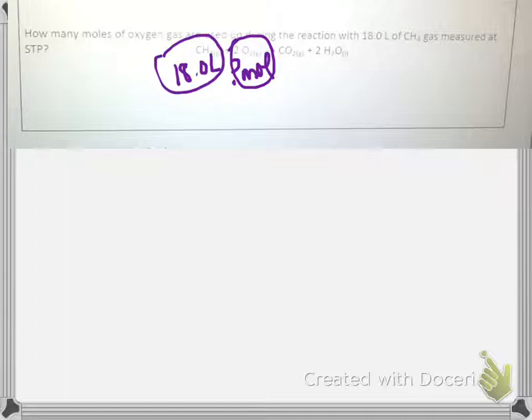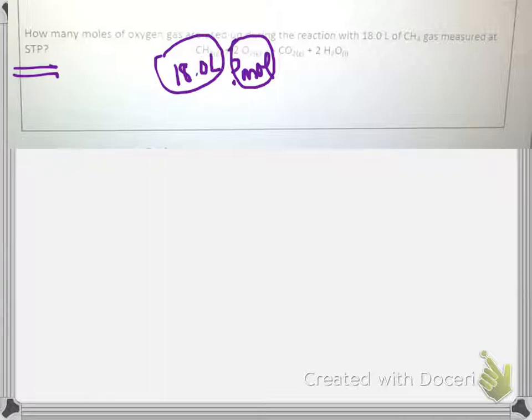It says, how many moles of oxygen gas are used up during a reaction with 18.0 liters of methane gas measured at STP? Now, we've got a word problem accompanied by a balanced chemical equation here. So let's map out what we're given. We want to know how many moles of oxygen are going to react with 18 liters of methane gas. So we've got 18.0 liters of methane given, and we are at STP.